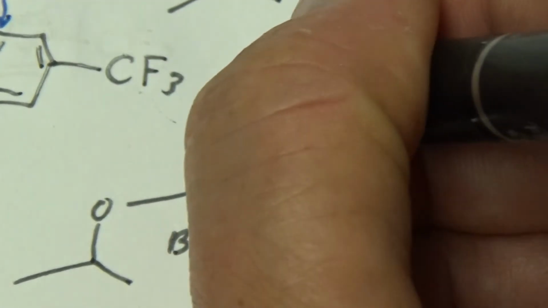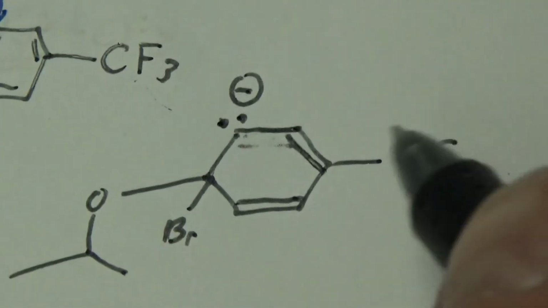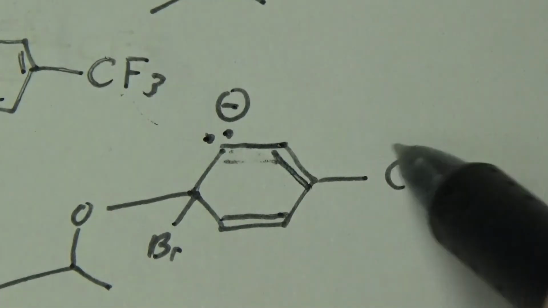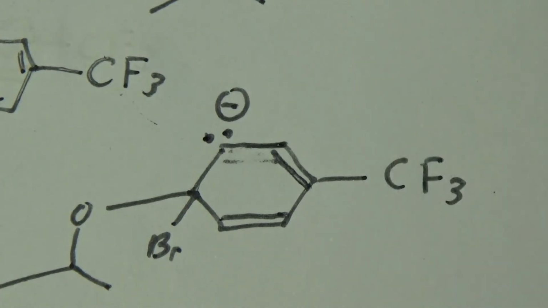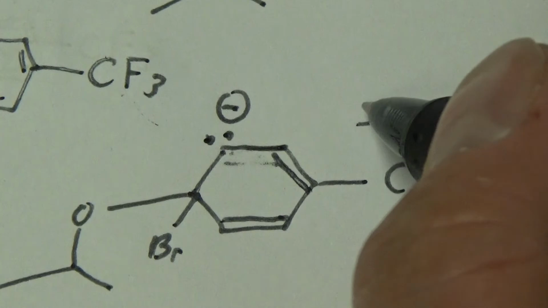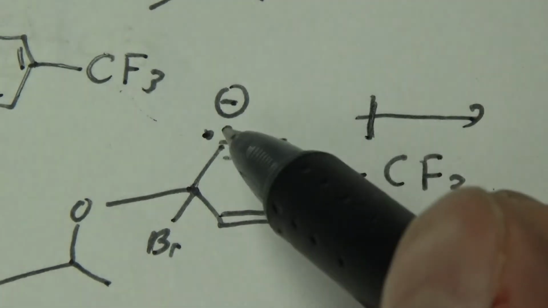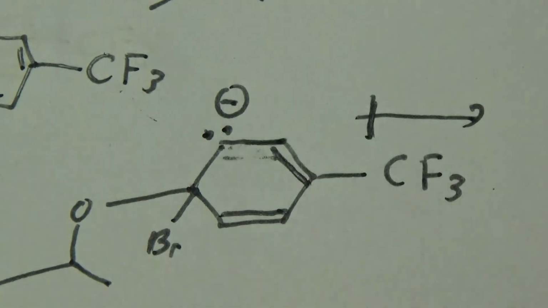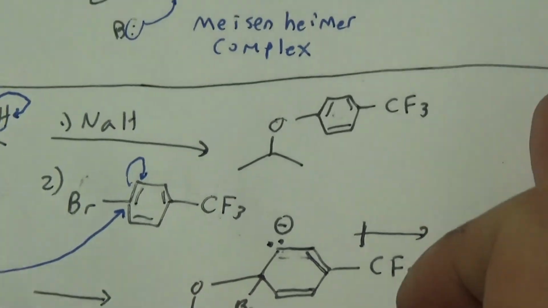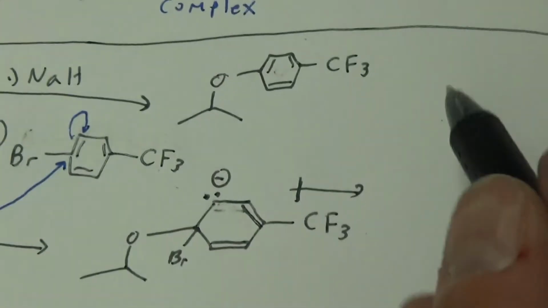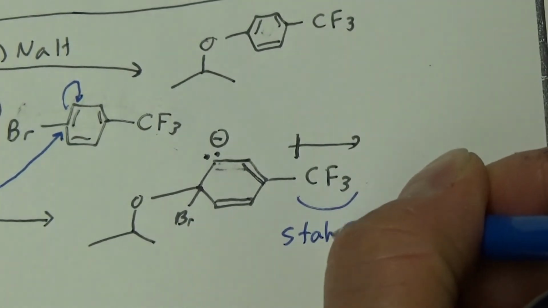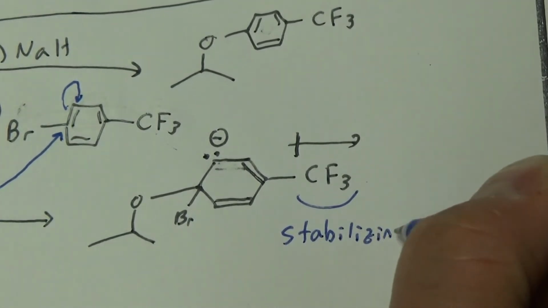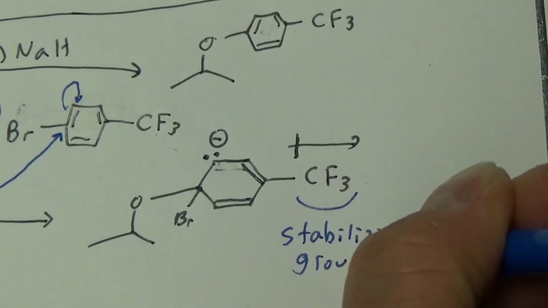Okay, the reason this works is because this negative charge is still stabilized by the CF3. The CF3 is an electron withdrawing group, so it's pulling electrons towards it. So it can stabilize this in a slightly different way than the nitro did. The nitro actually pulls it all onto the nitro, but this is a stabilizing group, and that's important. If you don't have any kind of stabilizing group, it doesn't work.